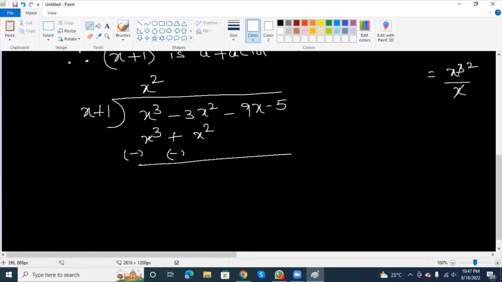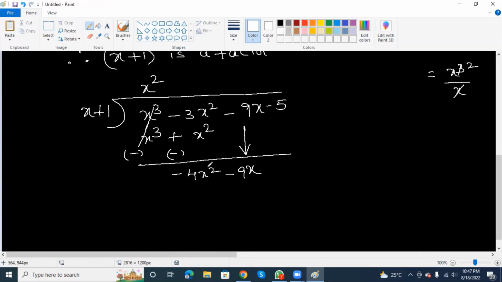Plus x cube minus x cube get cancelled. Minus 3x square minus x square, like symbols can be added. 3 plus 1 is 4x square, and the same sign follows, the minus sign follows. And get down the next term. Hence, we are dividing with two terms. The divisor contains two terms, so we always make sure of having the two terms here.